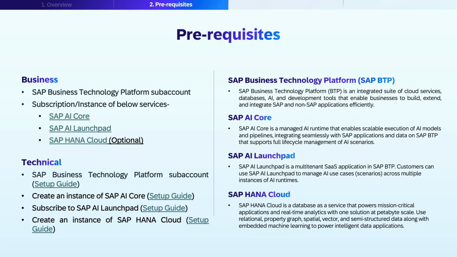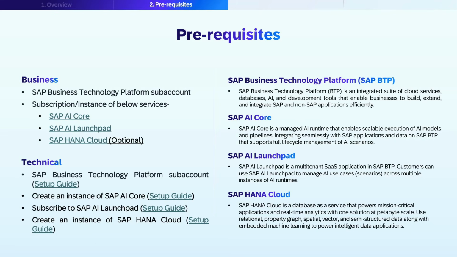SAP AI Launchpad is a multi-tenant SaaS application. It helps organizations manage their AI use cases and lifecycles across multiple AI runtimes. SAP HANA Cloud is a database as a service that supports in-memory query processing. It provides a one-stop solution with in-database capabilities for relational, graph, spatial, vector, and semi-structured data, along with embedded machine learning algorithms.